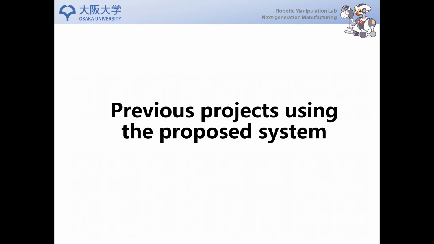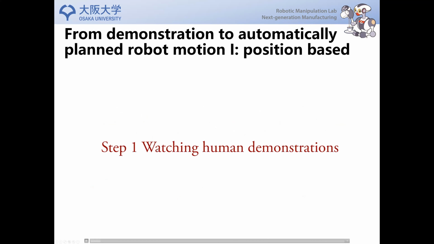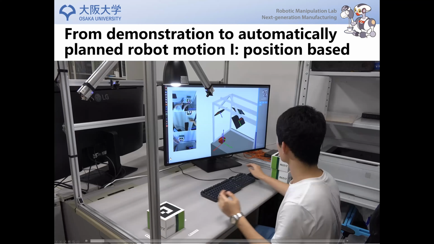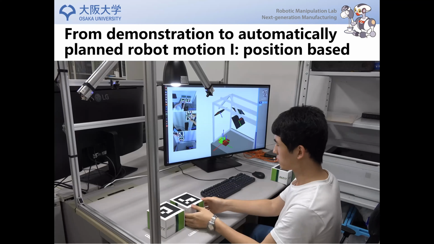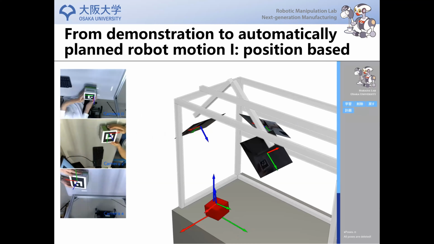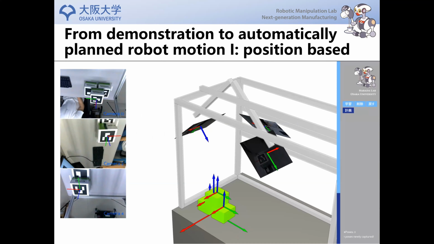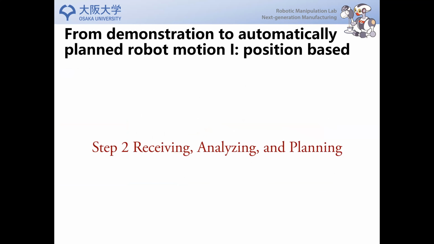Based on the system, we developed several robotic applications. Next, I'm going to talk about the applications. The first one is how to transfer a demonstration from the demonstration system to the robot. For example, here is the demonstration interface, and this student is demonstrating how to pile up 3 boxes. He registers each box sequentially, the first, the second, the third. And then these boxes are saved in the demonstration system.